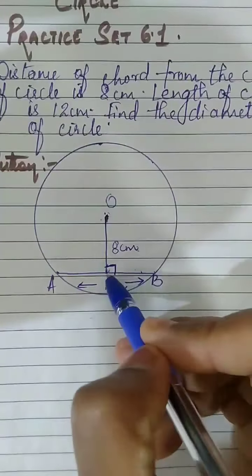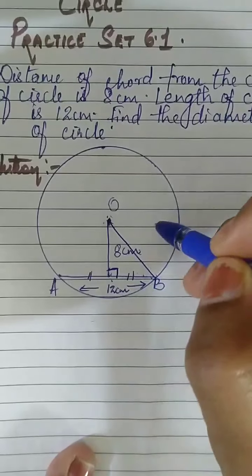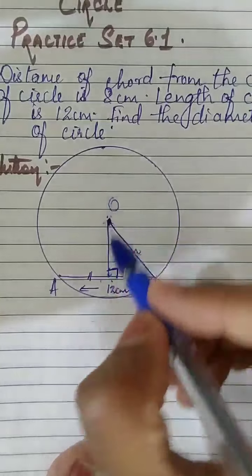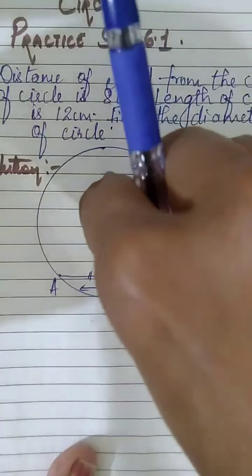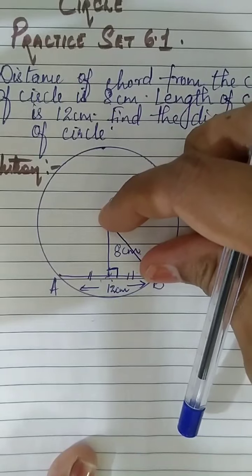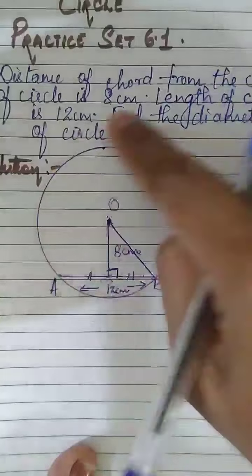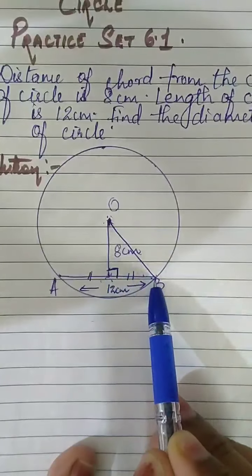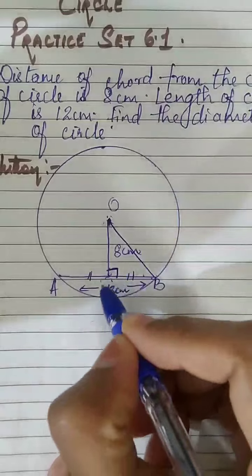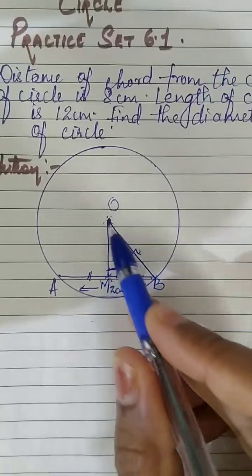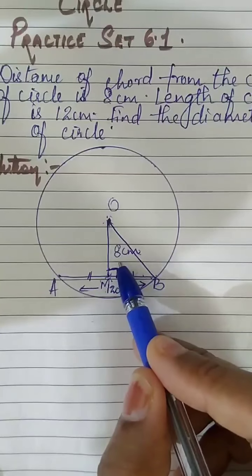If I join this OB, as you can see, OB is nothing but the radius. You have a right angle triangle here. In the right angle triangle, the hypotenuse is the radius of the circle. We don't know the radius, but we know OM. This point I'll name as M. We know OM. Distance of chord from the center is OM, and that is 8 centimeter.